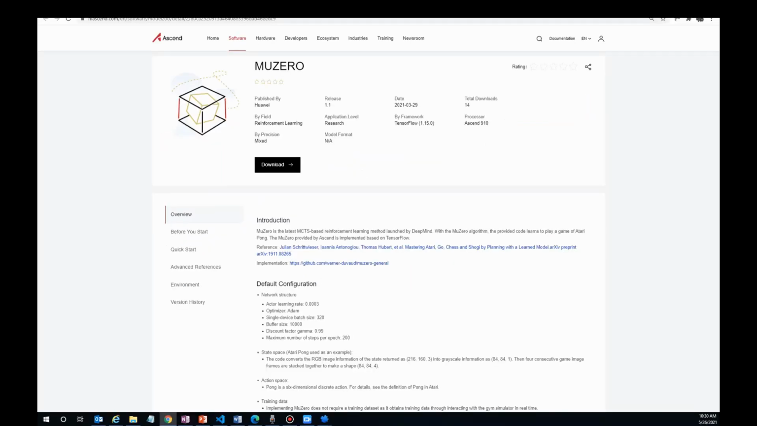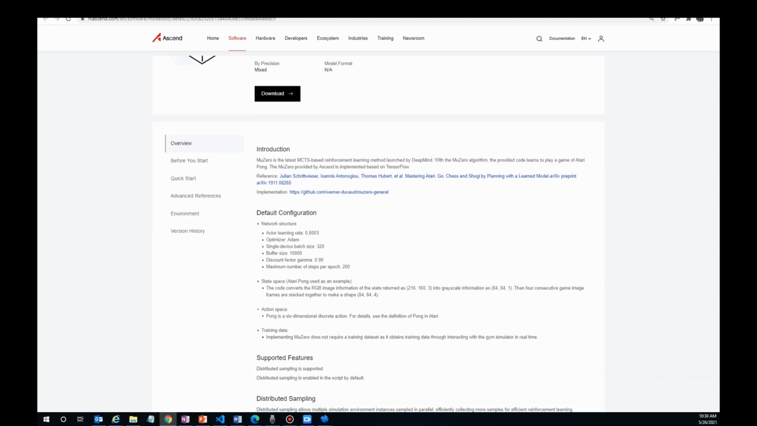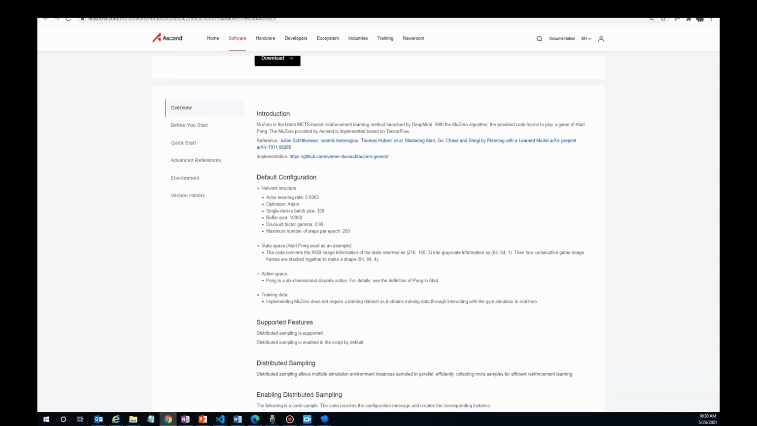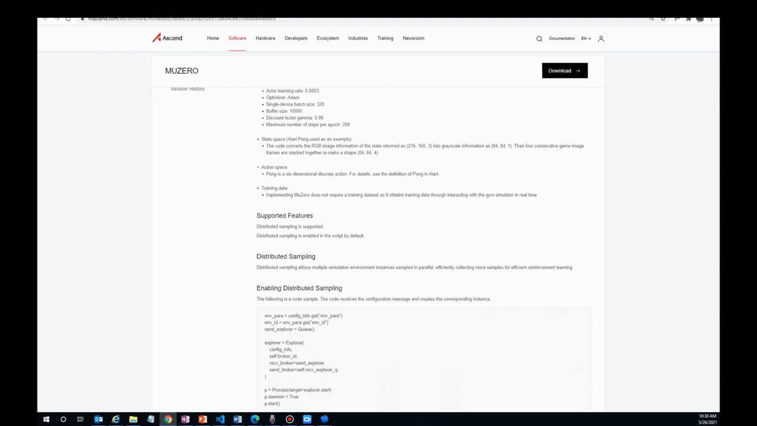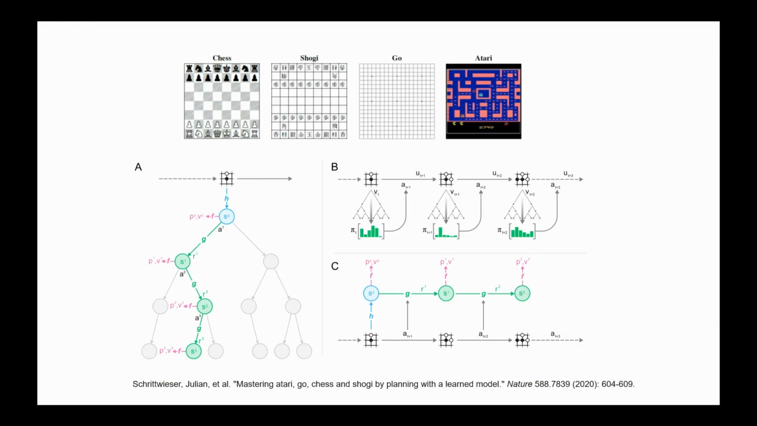MuZero is the latest Monte Carlo tree search-based reinforcement learning method launched by DeepMind. The provided algorithm core learns to play a game of Atari Pong. It combines tree-based search with a learned model and achieves superhuman performance in a range of visually complex domains without knowledge of their underlying dynamics, such as game rules. It learns a model that, when applied iteratively, predicts the planning quantities of reward, action selection policy, and value function.